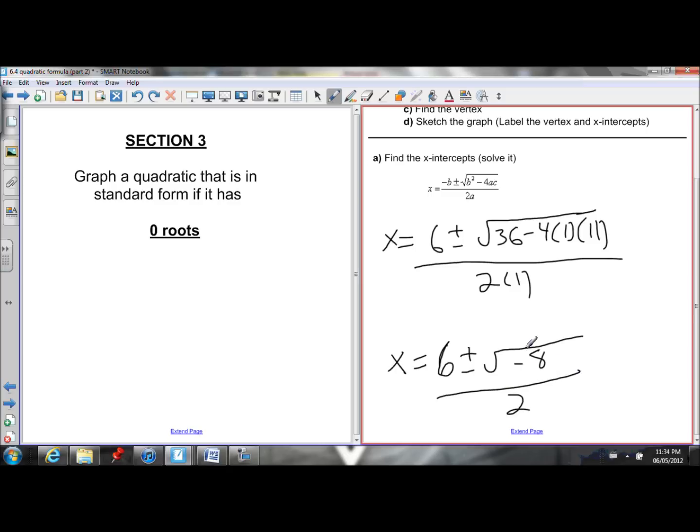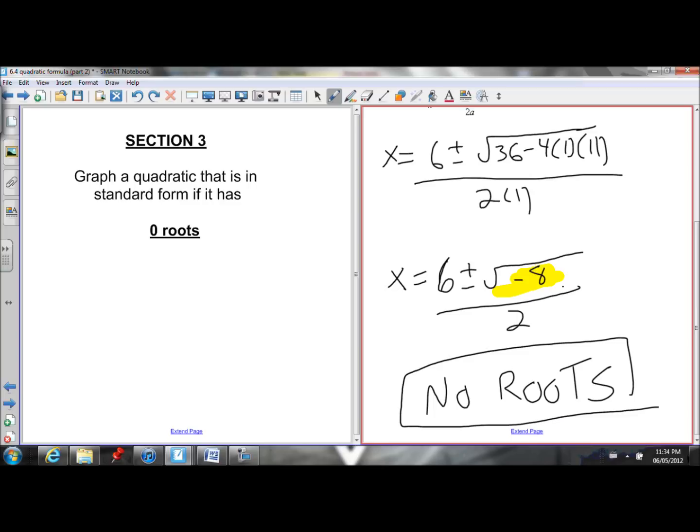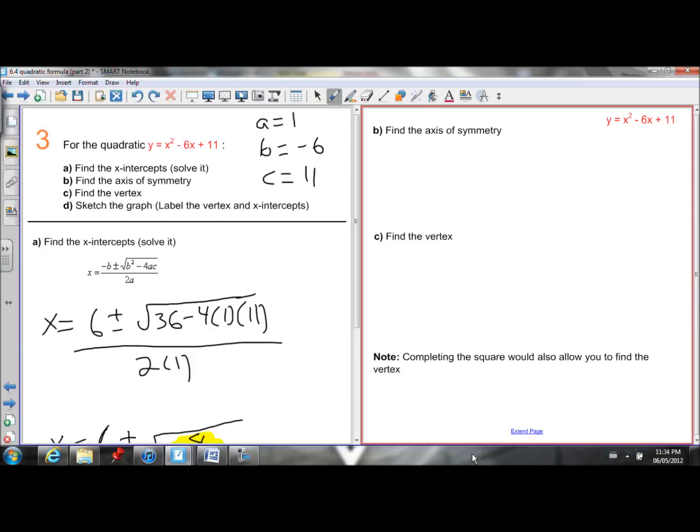So as soon as you see this negative term under the square root sign, you know there are no solutions, because you can't take the square root of a negative number. There's no way of squaring a number and getting a negative result. No way. That's why you can't do that. So I won't even write x equals. x doesn't equal anything. There are no solutions to that. So I'm going to write no roots, no solutions, no x-intercepts. Okay, no roots. So how do I graph this if it has no roots?